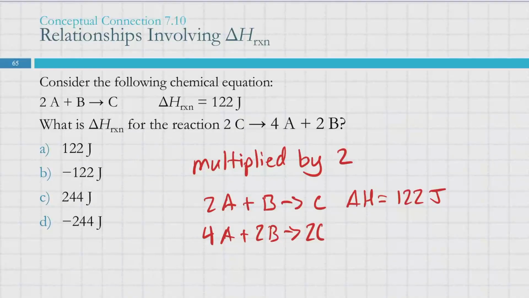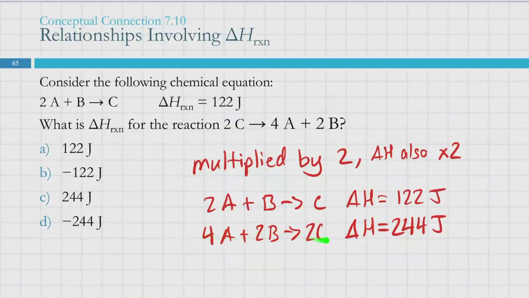How does that change our delta H? It's doubled. So now instead of 122 joules, it's 244 joules. So we've got this new 4A plus 2B goes to 2C, which is different from 2C to 4A plus 2B.